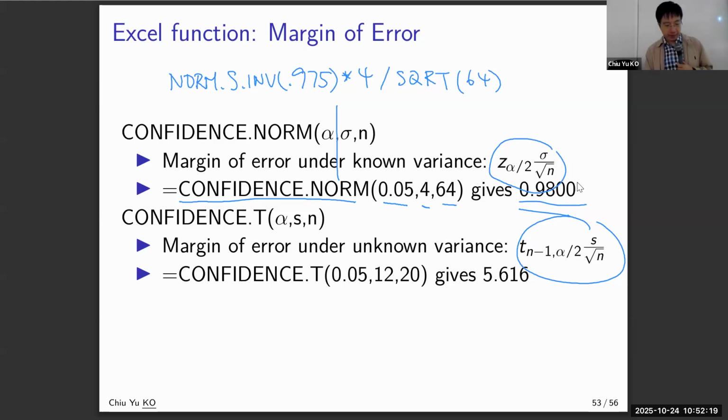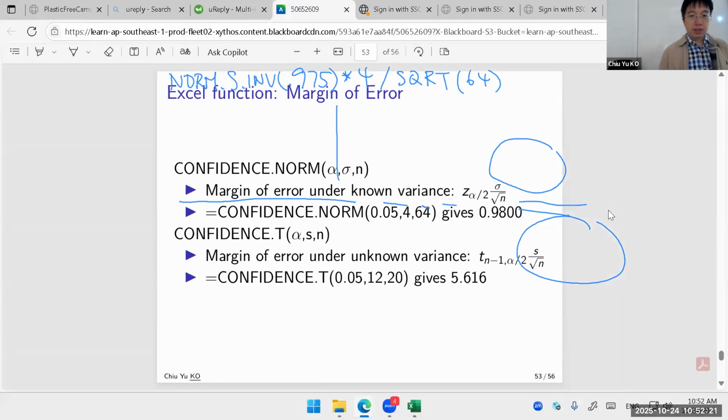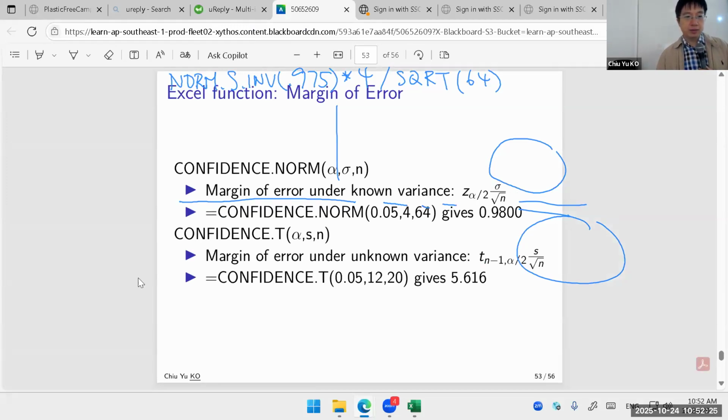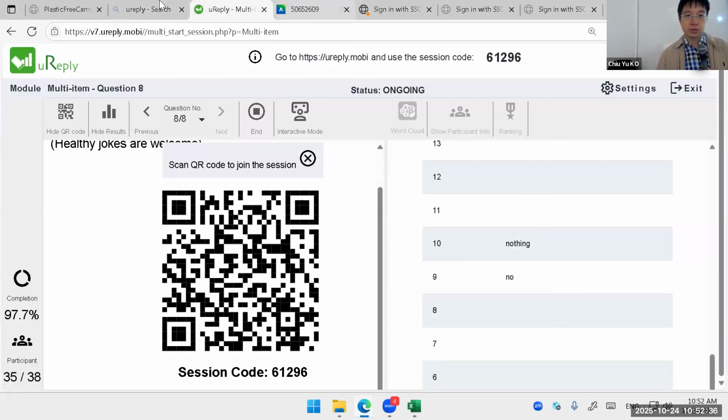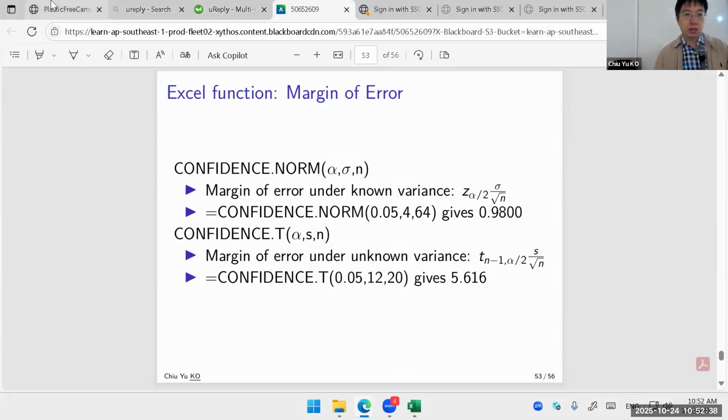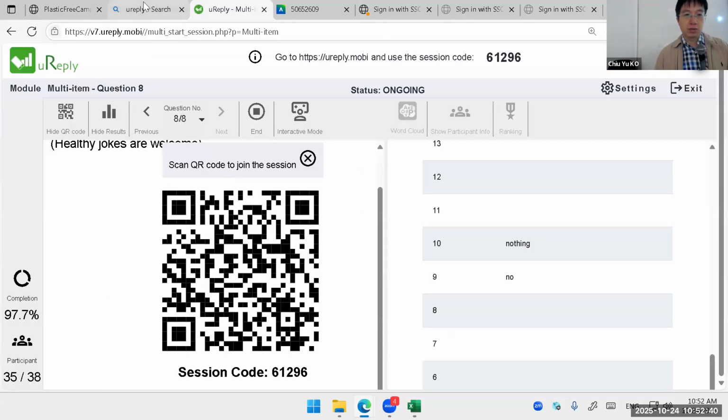Okay. So if there's no question, then we will be doing the next chapter, okay, which will be unfortunately a rather long chapter. So I hope you are still awake.